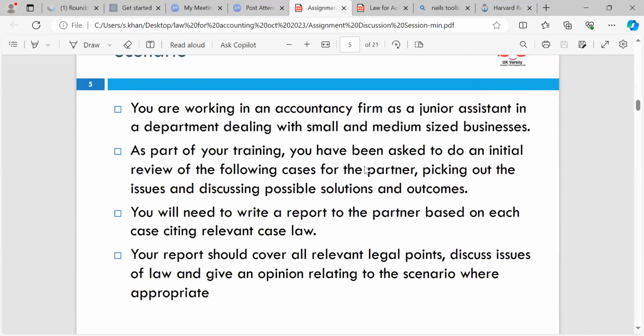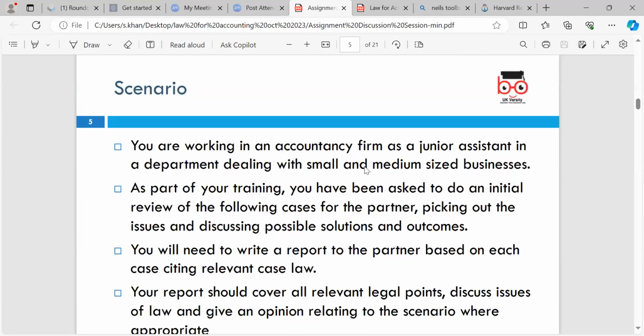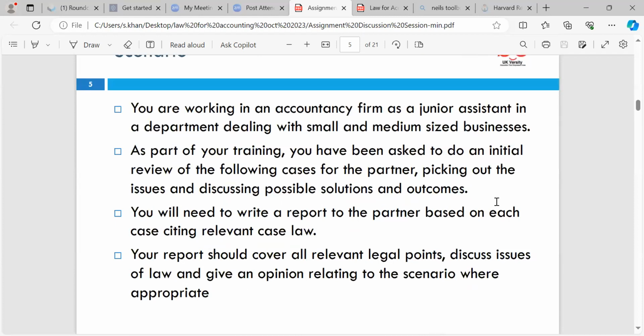So the scenario. So this is the assignment. Okay, so you are working in an accountancy firm as a junior assistant in a department dealing with small and medium-sized businesses. As part of your training, you've been asked to do an initial review of the following cases for the partner, picking out the issues and discussing possible solutions and outcomes. You will need to write a report to the partner based on each case, citing relevant case law.